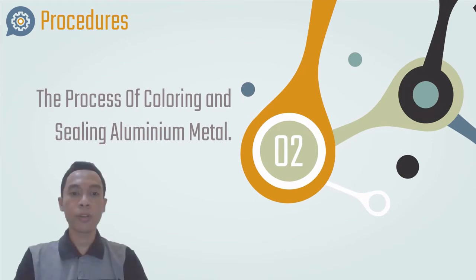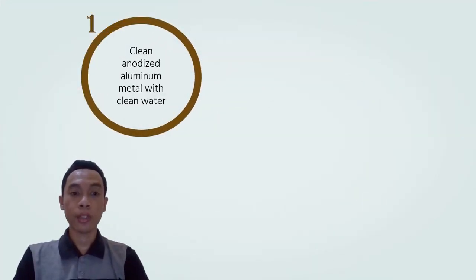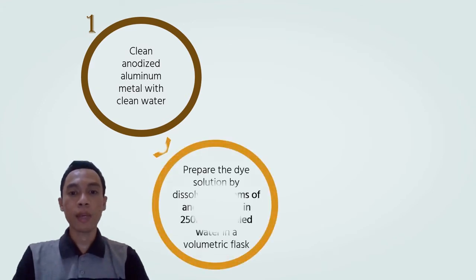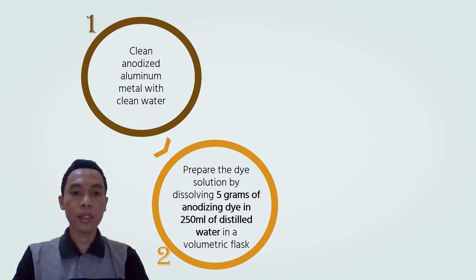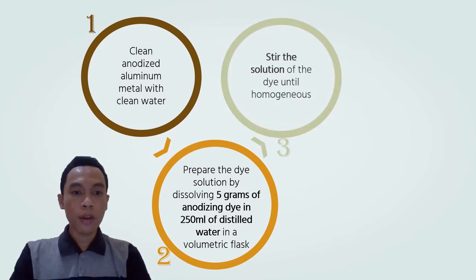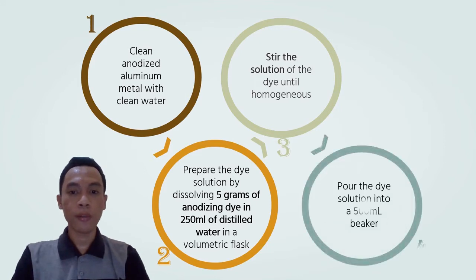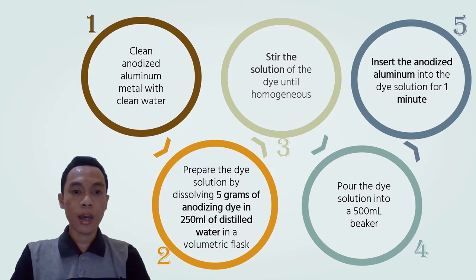The next procedure is coloring and sealing aluminum metal. The first step in this process is to clean the anodized aluminum metal with clean water. The next step is preparing the dye solution by dissolving 5 grams of anodizing dye into 50 milliliters of distilled water in a volumetric flask and stirring until homogeneous, and then pouring the dye solution into a 500 milliliter beaker. After that, insert the anodized aluminum into the dye solution for 1 minute.